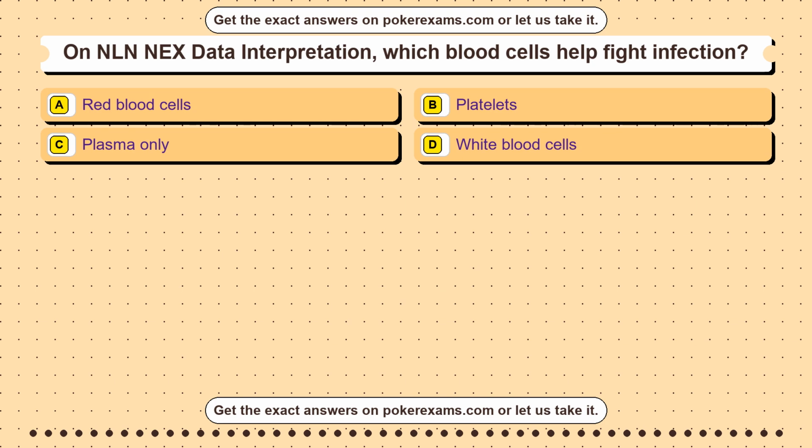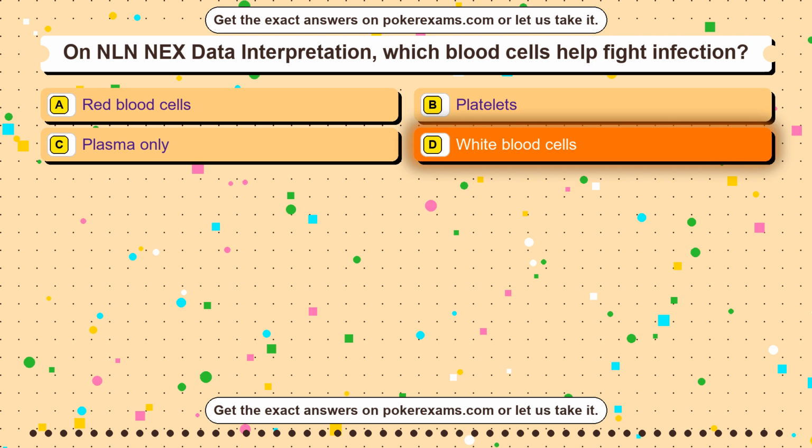Question 14. On NLN NEX Data Interpretation, which blood cells help fight infection? Option A, red blood cells. Option B, platelets. Option C, plasma only. Option D, white blood cells. The correct answer is option D.